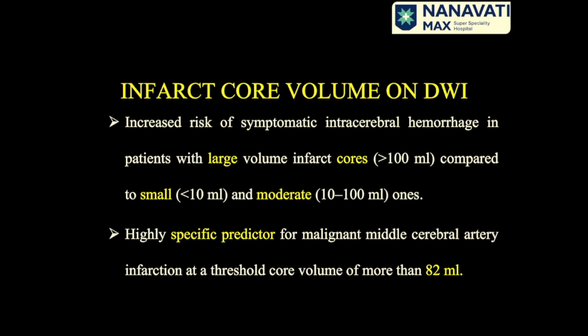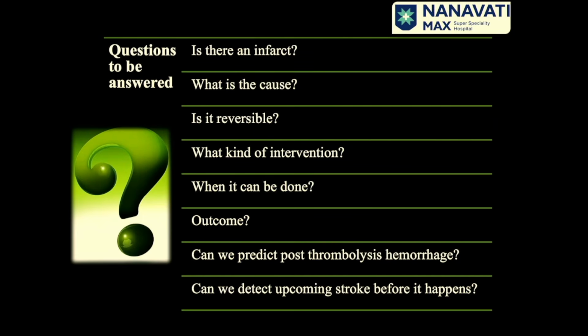Concept of infarct core volume. Typically, the cutoff is 82 ml of infarct core for the patients who need to be treated with intraarterial or intravenous thrombolysis. A large core has poor outcome, cutoff is 100. Smaller and moderate sized cores would have better outcomes, and this is a highly specific indicator of malignant middle cerebral artery infarction versus a non-malignant middle cerebral artery infarction.